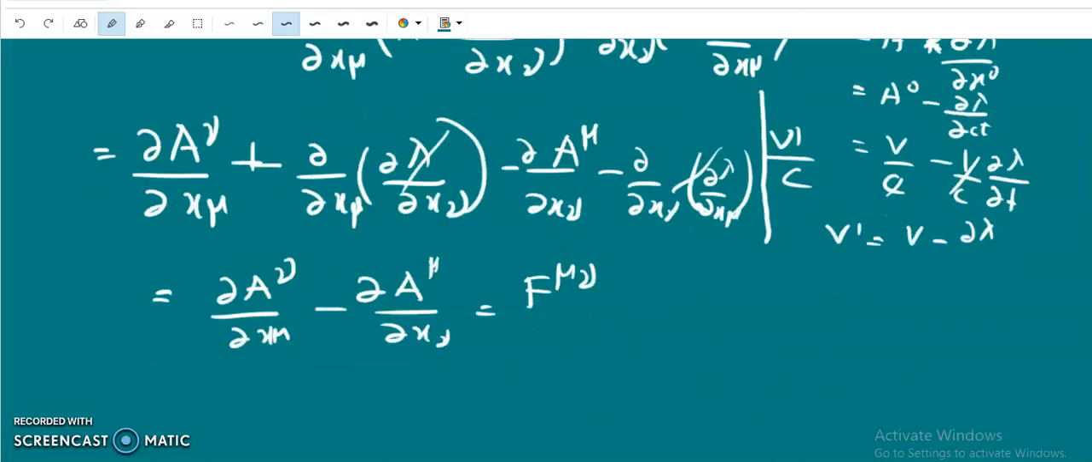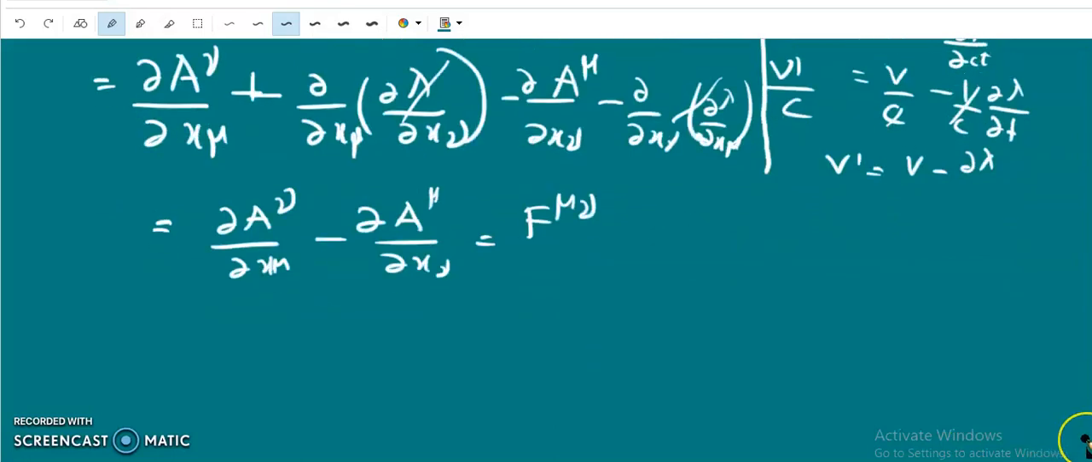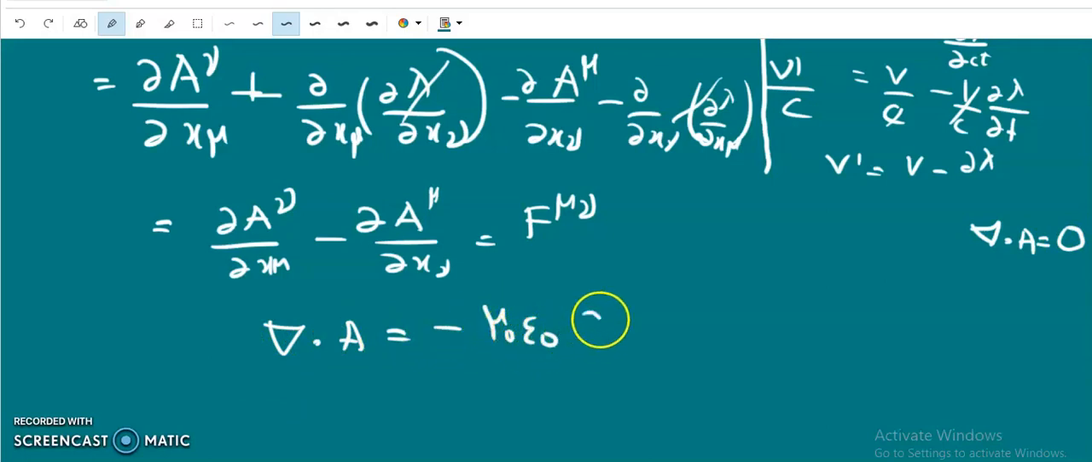So അതുകൊണ്ട് തന്നെ അവിടെ നമുക്ക് ഡൈവേർജൻസ് ഓഫ് A ചൂസ് ചെയ്യാൻ ഒരു ഫ്രീഡം ഉണ്ട്. ഇപ്പോൾ നമ്മൾ ഡിസ്കസ് ചെയ്ത കേസ് ഡൈനാമിക് കേസ് ആണ്. സ്റ്റാറ്റിക് കേസിൽ നമ്മൾ കൂളംബ് ഗേജ് ആണ് ചൂസ് ചെയ്യുന്നത്, del dot A equal to 0. But in the dynamic case we use the Lorentz gauge condition, which is given by del dot A equal to minus mu 0 epsilon 0 dou V by dou T. So we have a freedom to choose divergence.